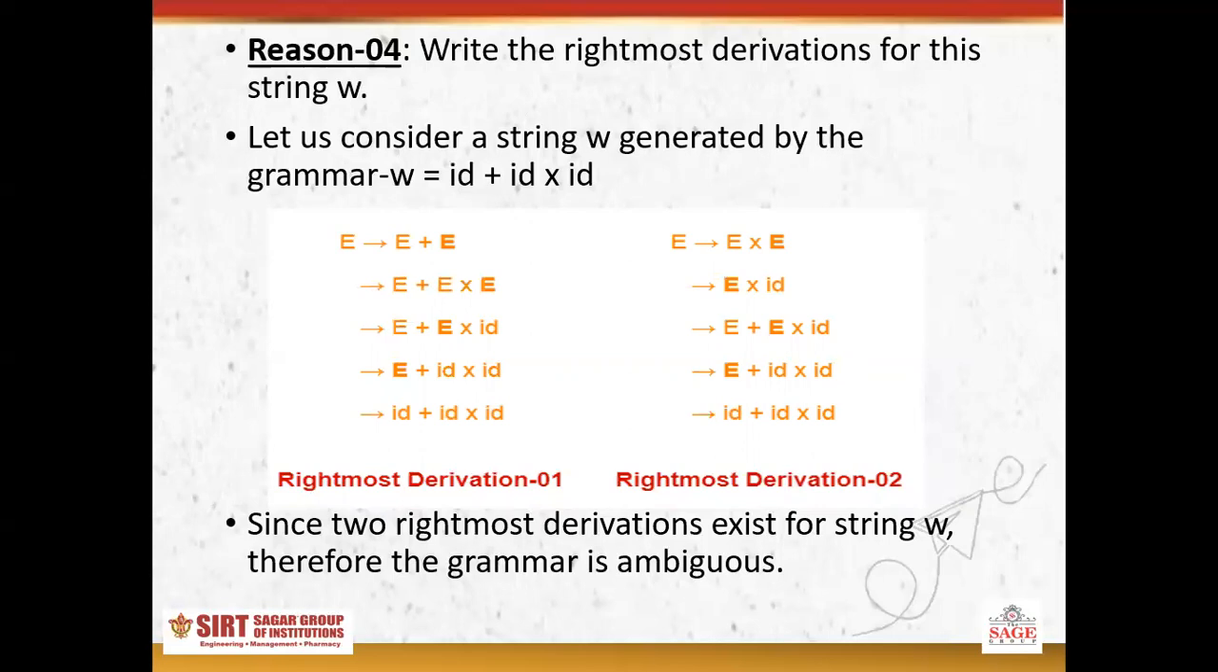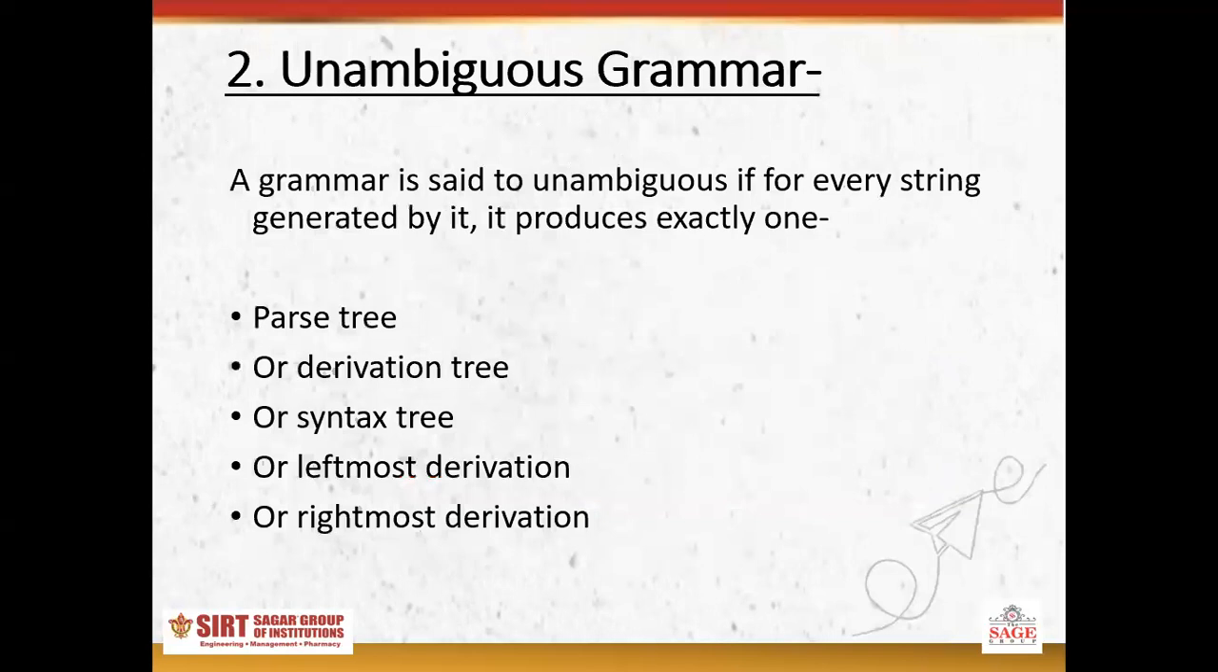Now, when we switch to unambiguous grammar, an unambiguous grammar is one where every string generated by it produces exactly one parse tree, one derivation tree, one syntax tree, one leftmost derivation, and one rightmost derivation. These types of grammar are useful in our automata.